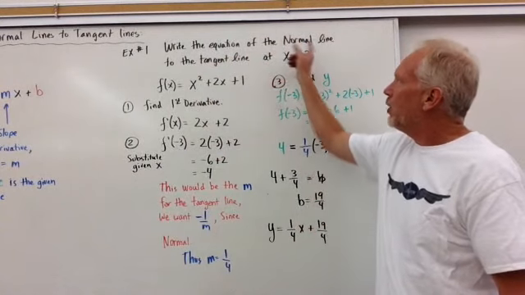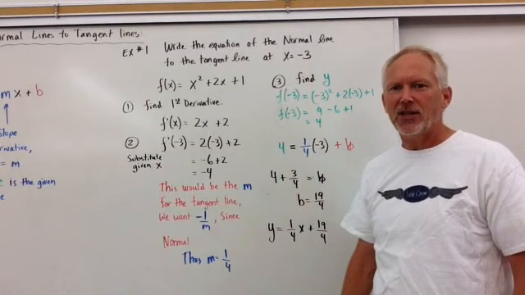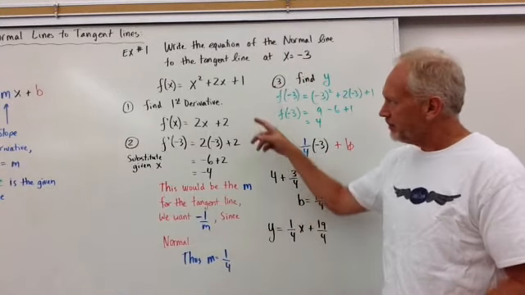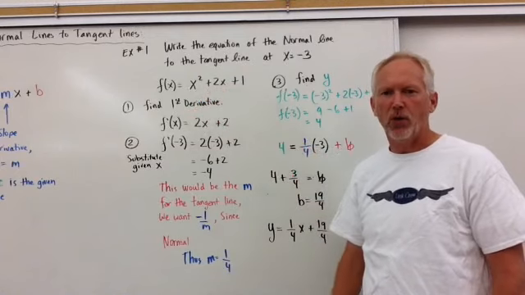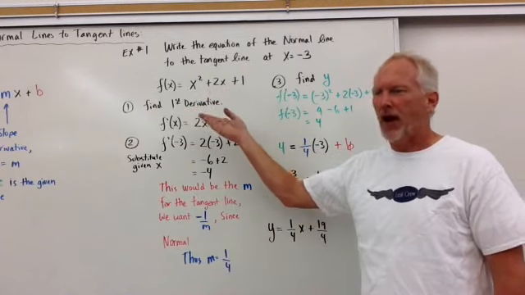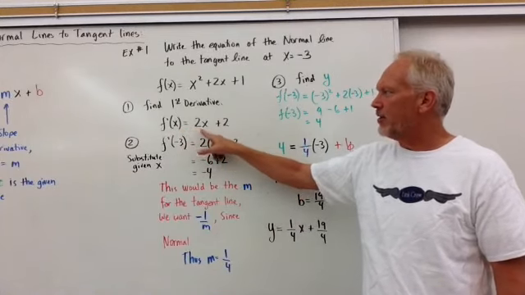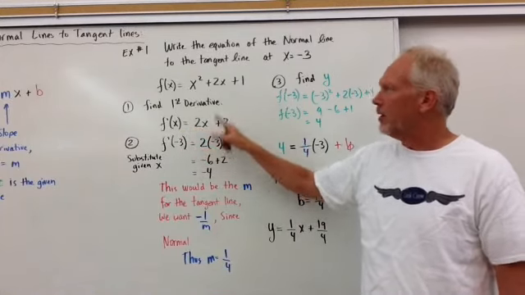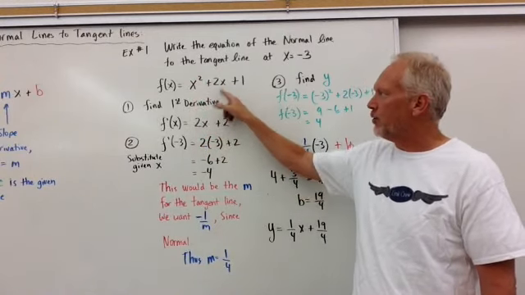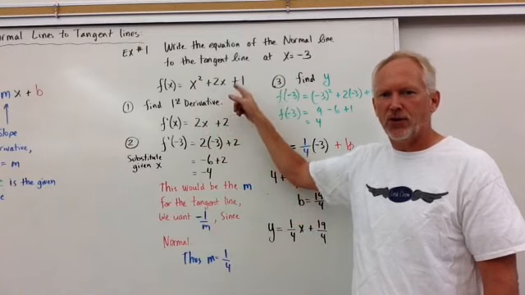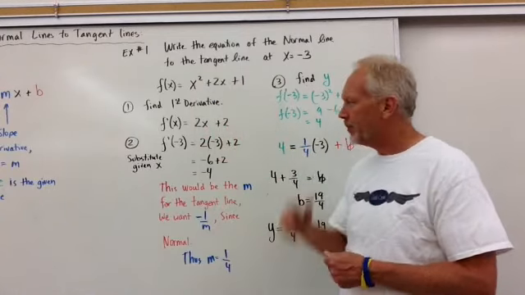It says, write the equation of the normal line to the tangent line at x equals negative 3. Here we have a function, x squared plus 2x plus 1. And the first step is to find the first derivative. So, f prime of x is 2x plus 2. Take the 2, we bring it down, still power rule. And then the derivative of 2x is just 2. Derivative of 1 is 0 because it's a constant.